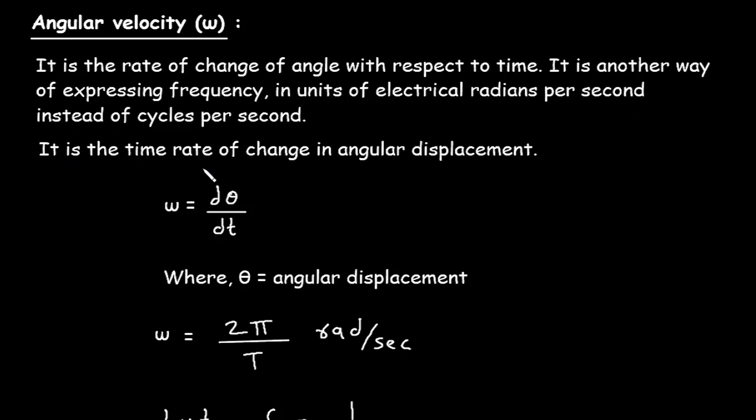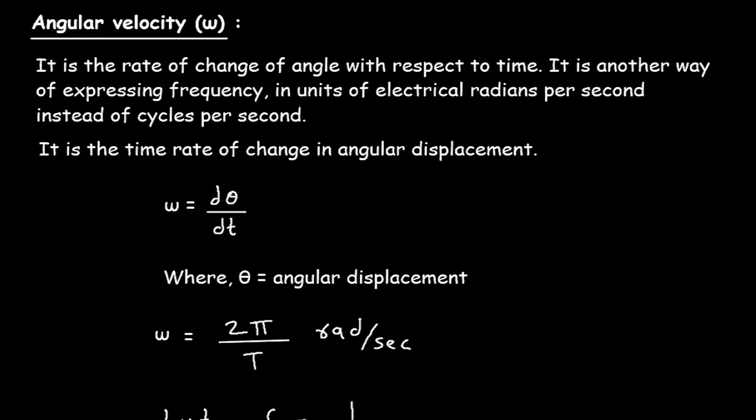It is the time rate of change in angular displacement. Now let's understand what is meant by that. Angular velocity is represented by omega. Omega is equal to d theta upon dt, where theta is the angular displacement. Change in angular displacement with respect to time is equal to omega. This is the definition of angular velocity.